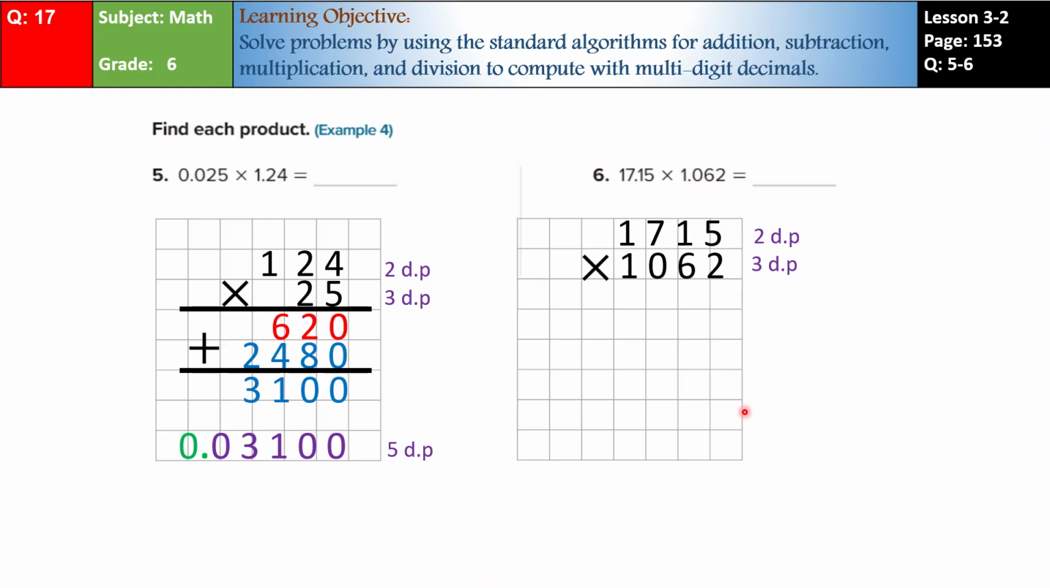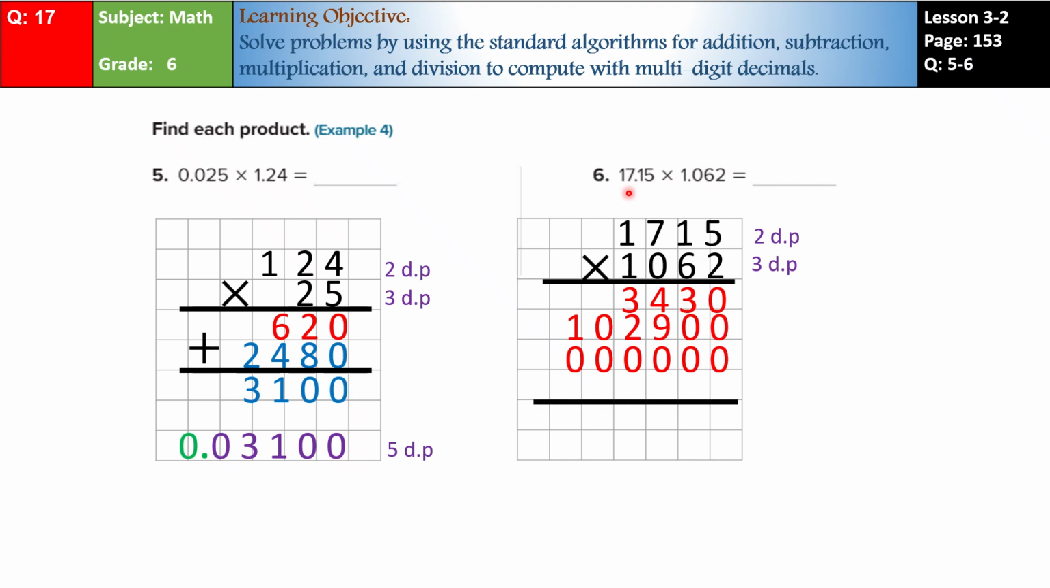It is 1.062 multiplied by 17.15. You can write any number up or down in multiplication, it's fine. Multiply the numbers. So first step, in the second step you will start by adding an extra 0, and in the third step by putting another extra 0. So you will get this answer. In the answer you will adjust the decimal point, that is 5 decimal places. So the answer is 18.21330.